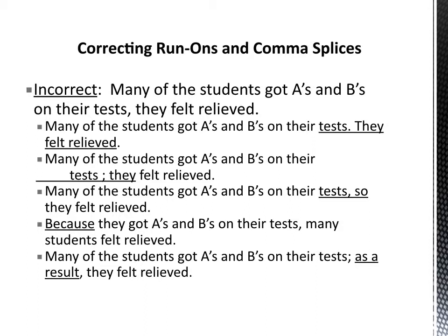I can use a period. Got A's and B's on their tests, period, capital, they felt relieved. I could use a semicolon. In the second example there, I could use a connecting word. Many of the students got A's and B's on their tests, comma, so they felt relieved. So here I'm using a coordinating conjunction. I can use a subordinating conjunction: because they got A's and B's on their tests, comma, many students felt relieved. Or a transition word to create a formal compound sentence: many of the students got A's and B's on their tests, semicolon, as a result, comma, they felt relieved.